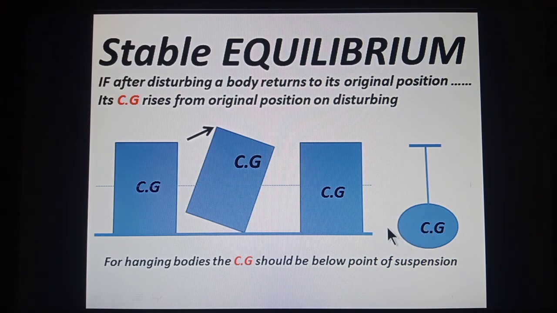And when such a body is disturbed, a simple example is the pendulum. When it is disturbed from its mean position, it returns back to its mean position due to its weight, due to the torque produced by its center of gravity. So it is the example of stable equilibrium. In case of hanging bodies, the center of gravity should be lower than the point of suspension.